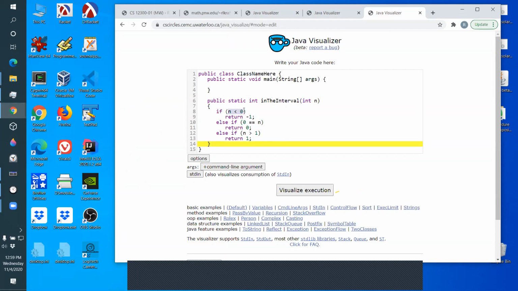This takes care of all the negative numbers. Okay, so I'm still worried about 0 and above. Okay, this takes care of 0. So I'm still worried about 1 and above. This takes care of above 1. No more cases. What's wrong? It's missing the case for if it's 1.